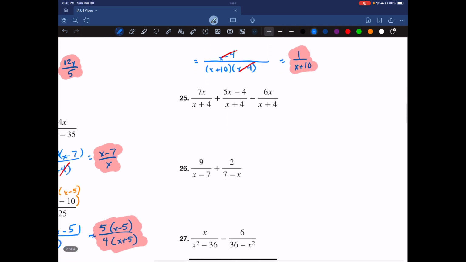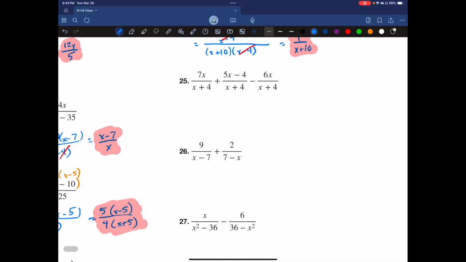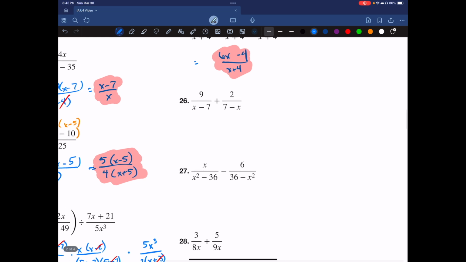25, at the halfway point. All right. So everything is over x plus 4. X plus 4 can't be factored, so I'm just going to bring it down. So you've got 7x plus 5x minus 6x. 7 and 5 is 12. Minus 6 is 6. So it's going to be 6x minus 4. Nothing I can do with that. I mean, I could take out a 2, but again, it doesn't help me.